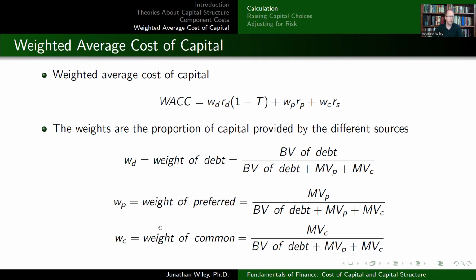So if I do all these calculations, I calculate my weights. I'm going to have the weight or proportion of the capital that came from debt, the weight or proportion of the capital that came from preferred, and the weight or proportion that came from common.